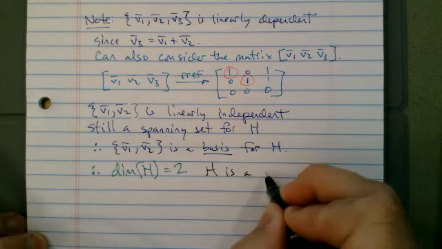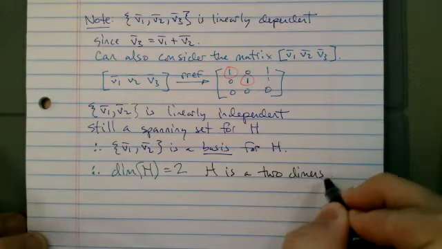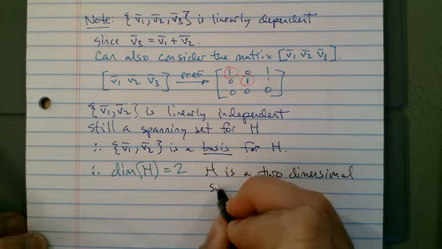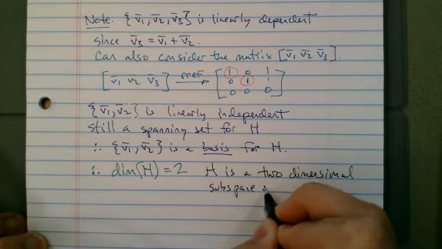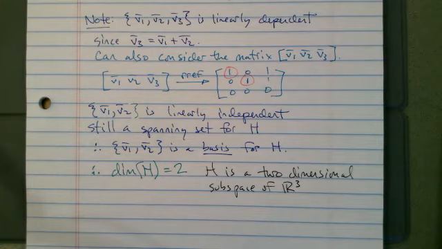H is a 2-dimensional subspace of R3. R2 is not a subspace of R3. They don't have the same number of things. Things in R3 have 3 entries. Things in R2 have 2 entries. One cannot be the same as the other.